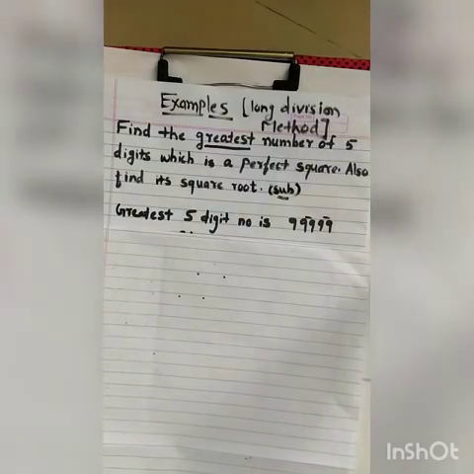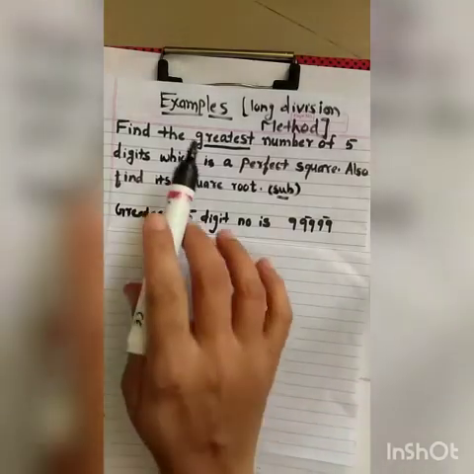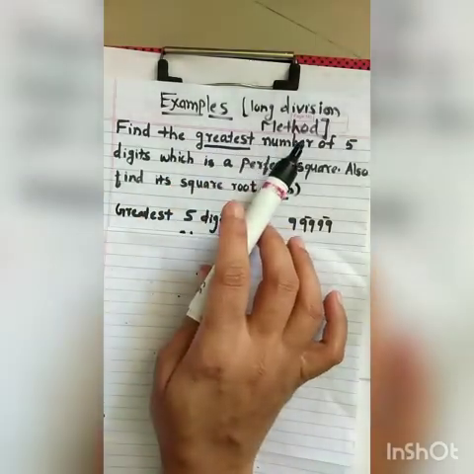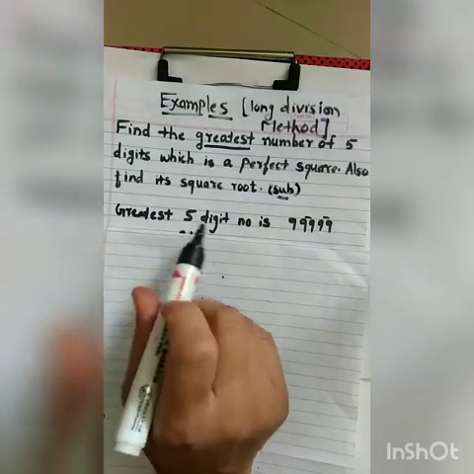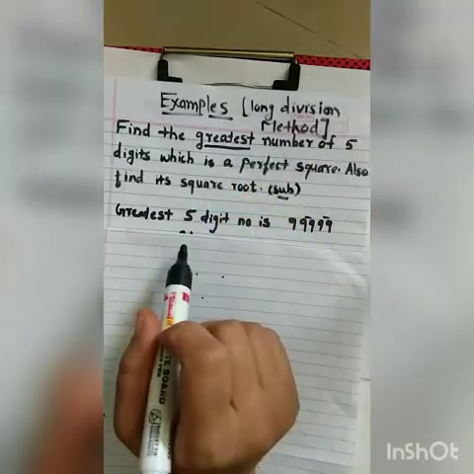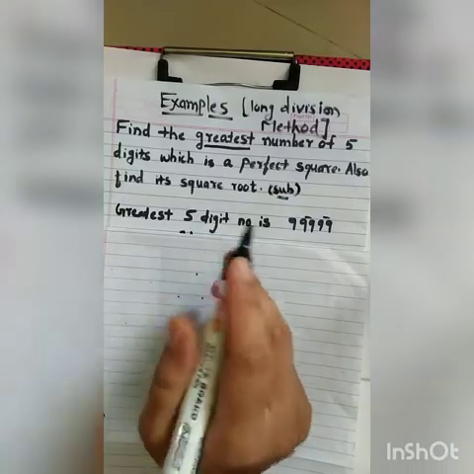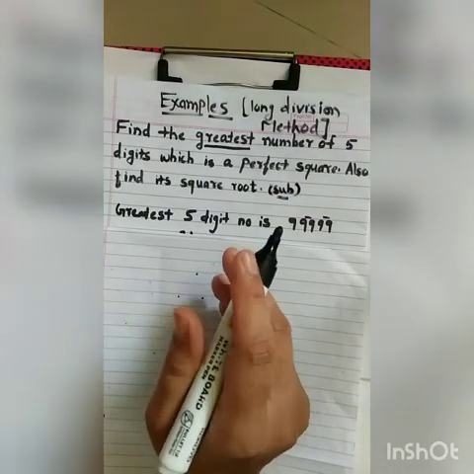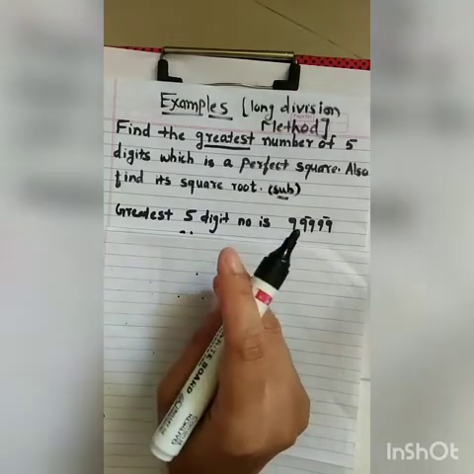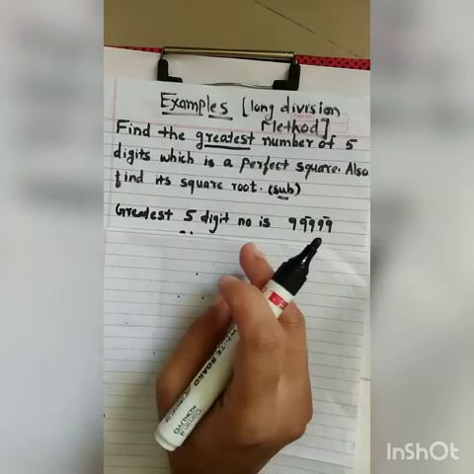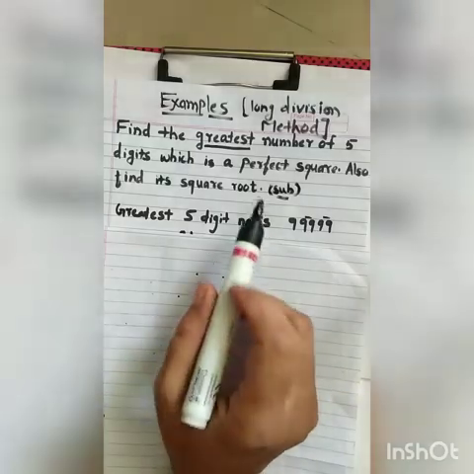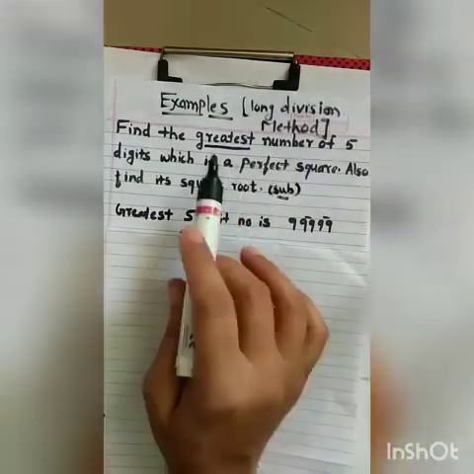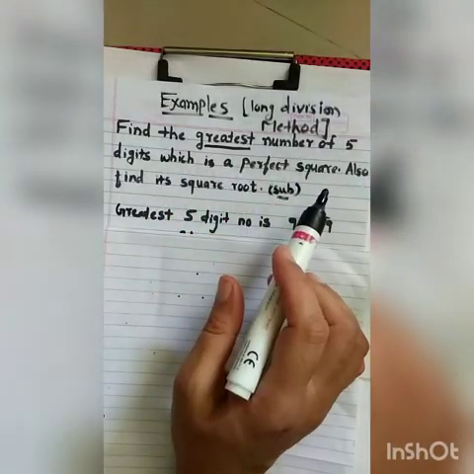Now students, let us go with some more examples of long division method. Yesterday we have seen two types of sums on long division method, that is what should be added or what should be subtracted from the number to make it a perfect square number, and also find the square root. Now here the sum is same, only the language of the sum is different.